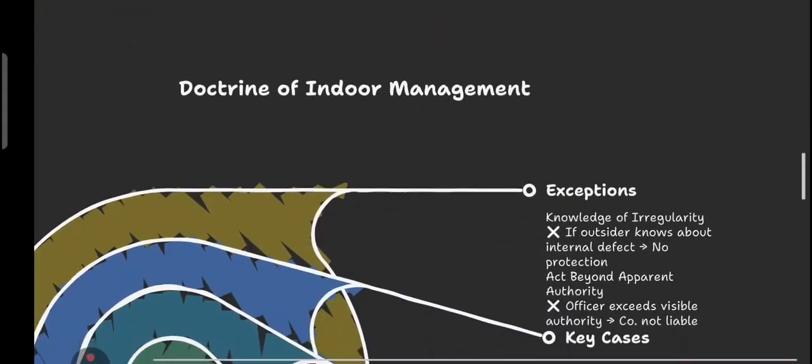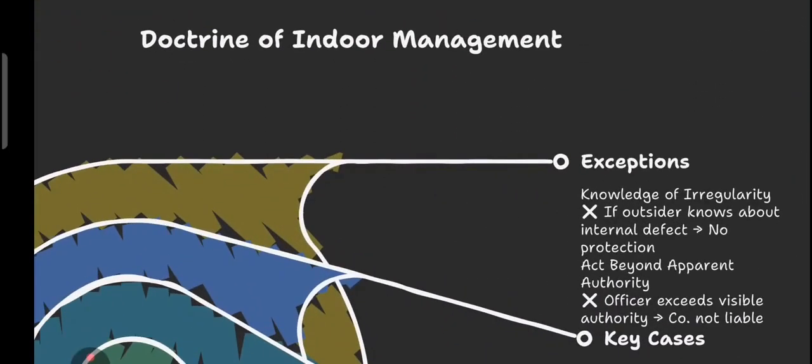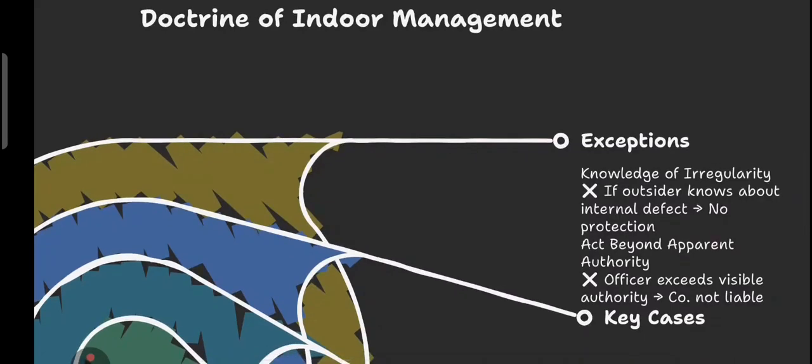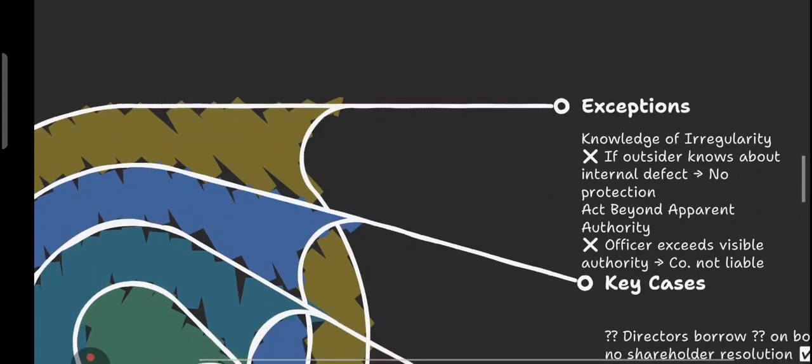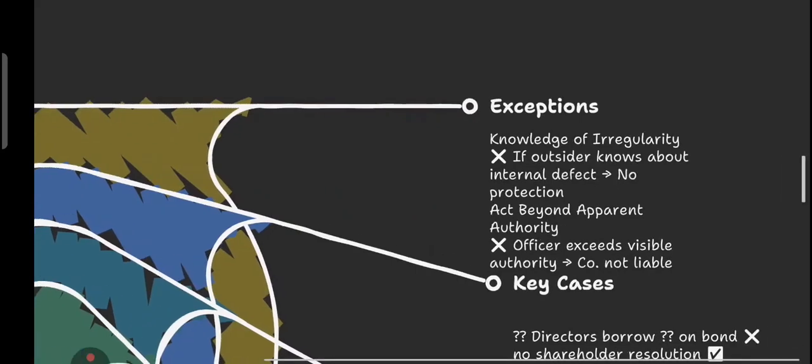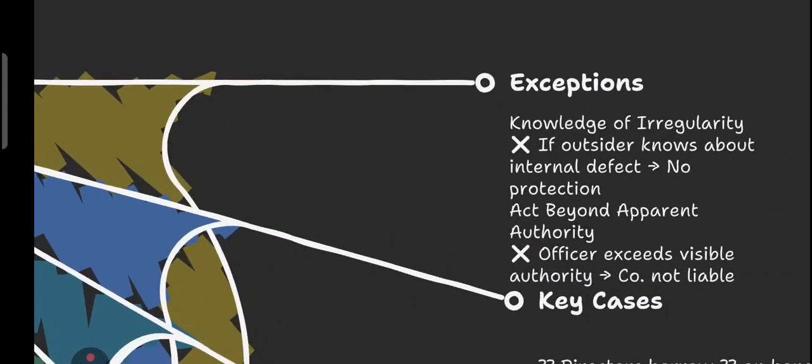Now have a look at the next one, that is called the doctrine of indoor management. So what is it all about? Imagine you are dealing with a company from the outside. Should you worry about all the internal paperwork and approvals? Luckily, you don't have to. That is the power of the doctrine of indoor management. So should you worry about internal paperwork and approvals? No. So what does it mean? Let's understand. This rule protects the outsider, right?